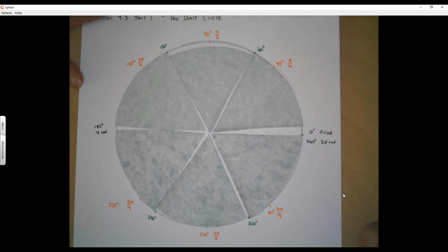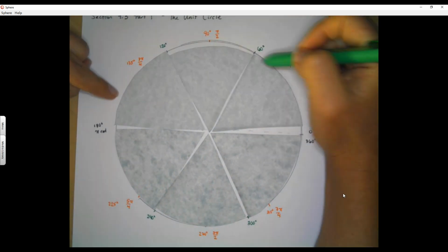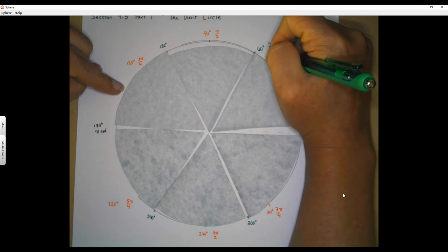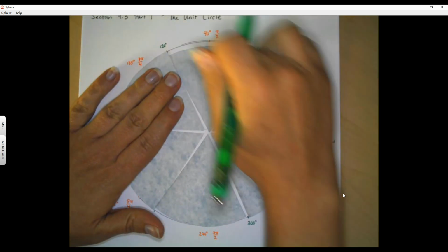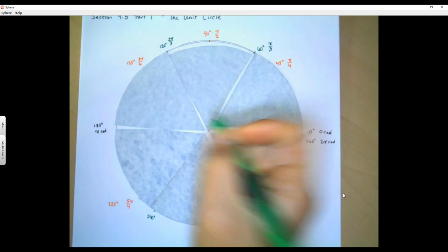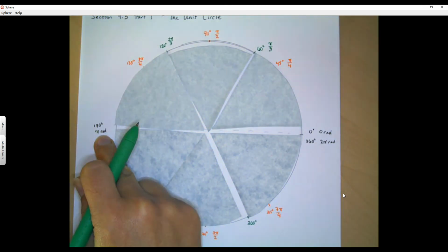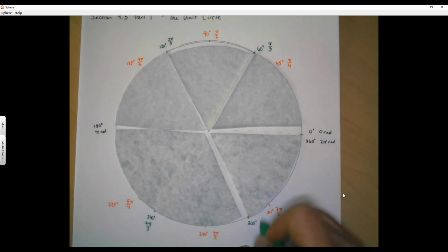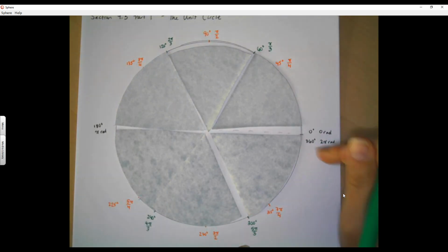In radians, we took pi and we divided it into 3 pieces. So this is going to be 1 pi over 3. This spot right here is 2 pi's over 3. We've already marked this one. 3 over 3 is 1 pi. So here we have 4 pi over 3. And our next one would represent 5 pi over 3 and back around 6 pi over 3.